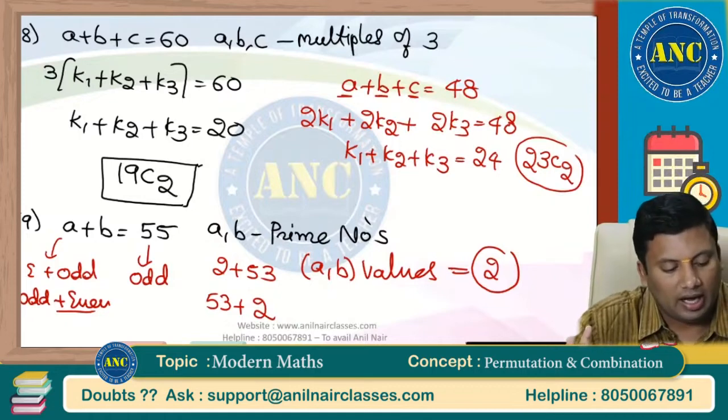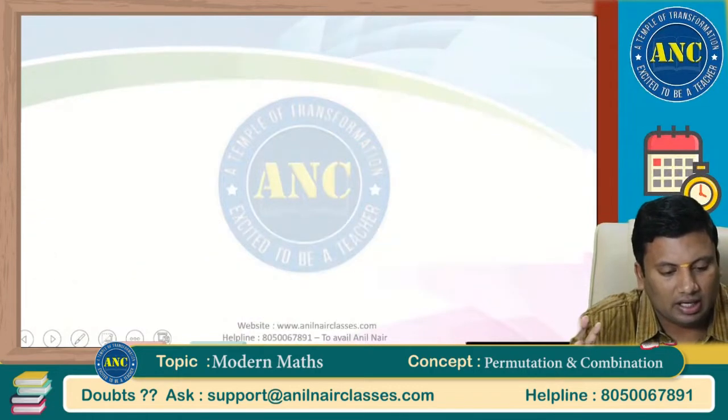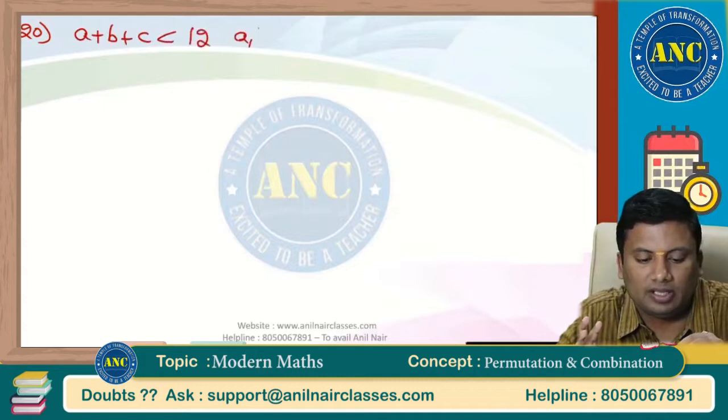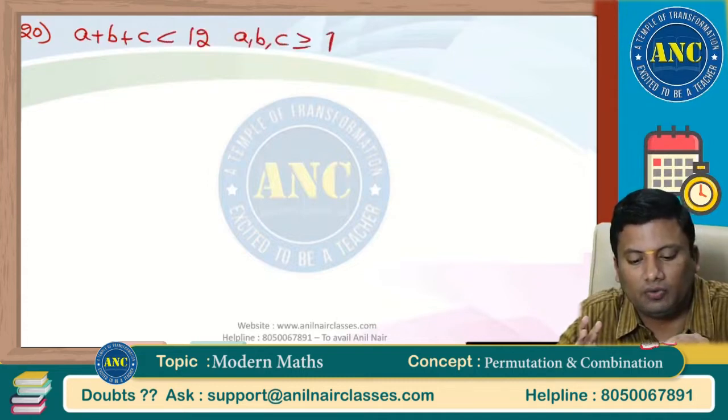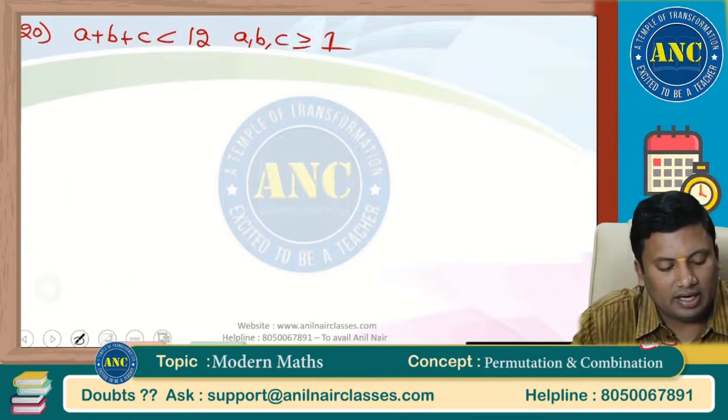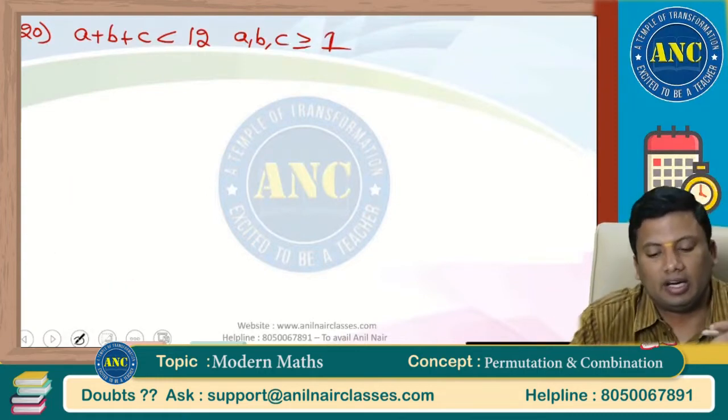I hope the idea is clear. 20th, another model. A plus B plus C is less than 12. A, B, C are greater than or equivalent to 1.